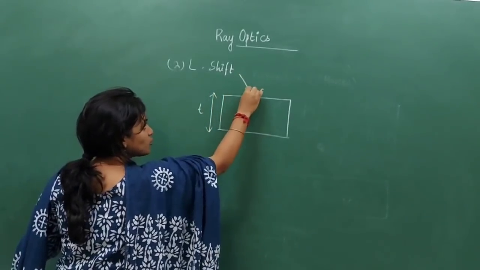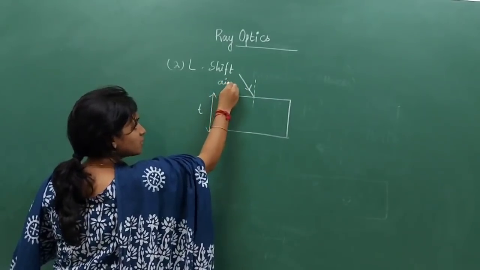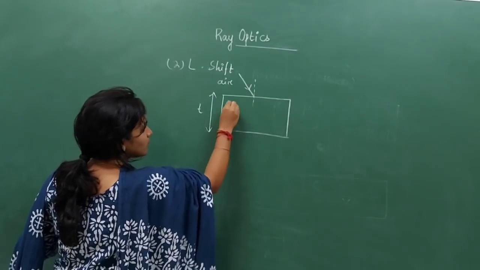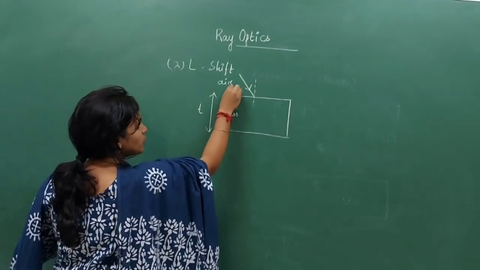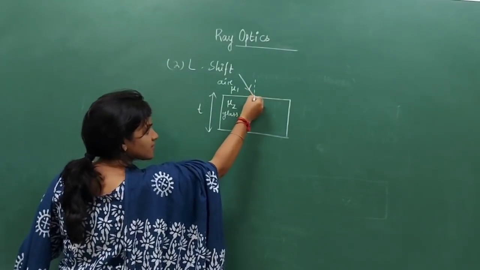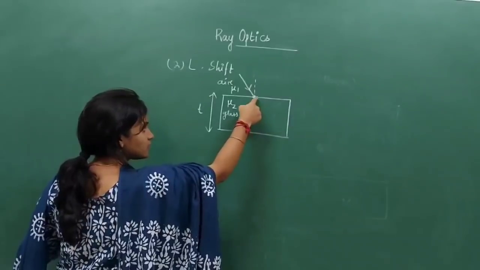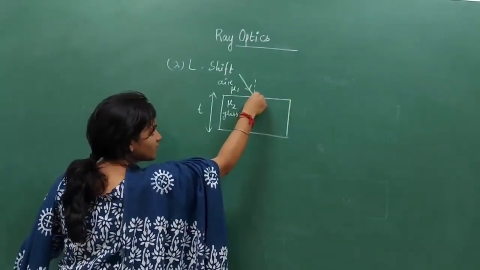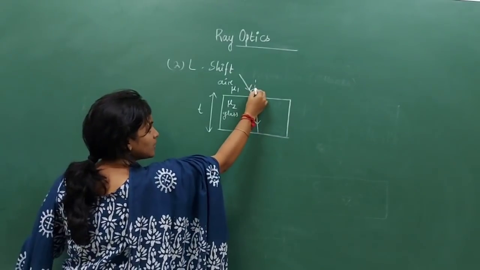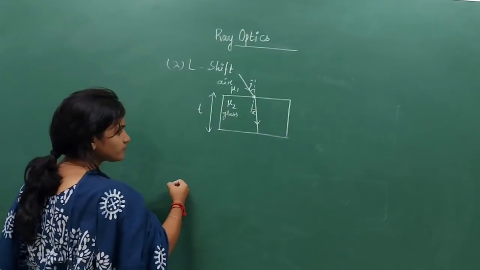A ray of light goes from this medium, air, I am considering here an air medium, and this is a glass medium. Here the refractive index is mu2, here the refractive index is mu1, and the incident ray that strikes the air-glass interface first is refracted like this, or bent towards the normal. Here I is the angle of incidence and R is the angle of refraction.